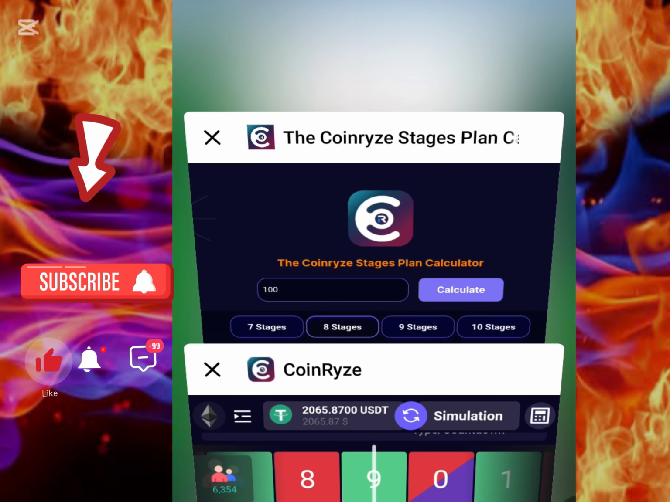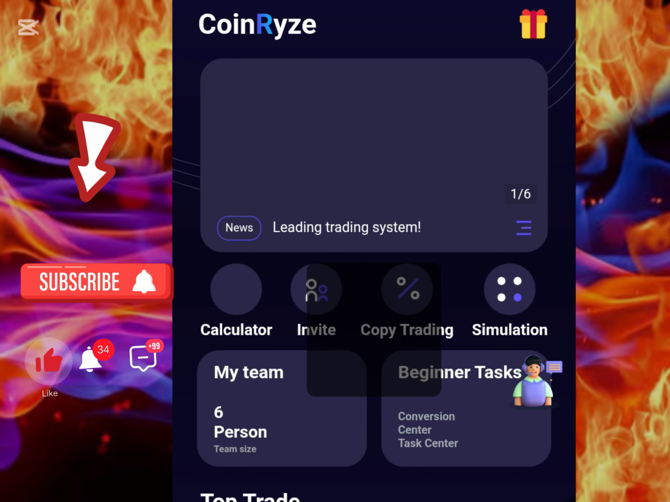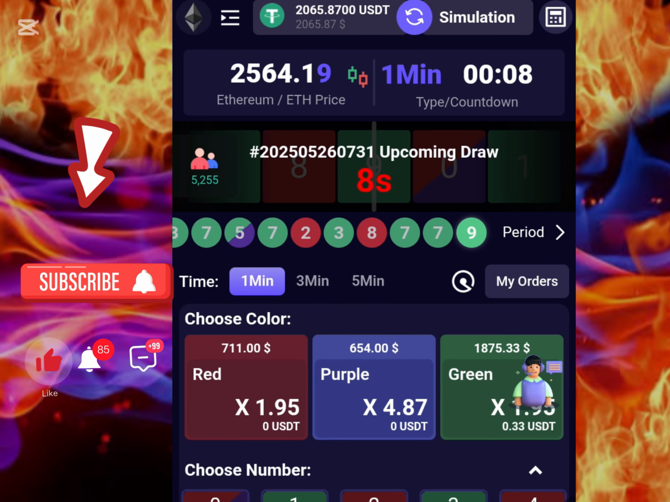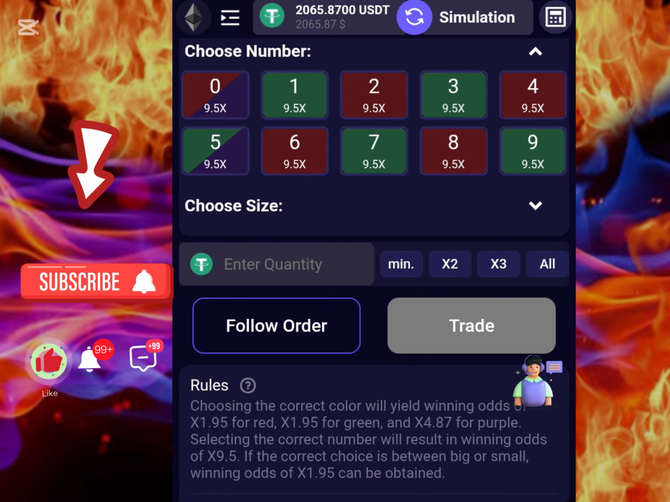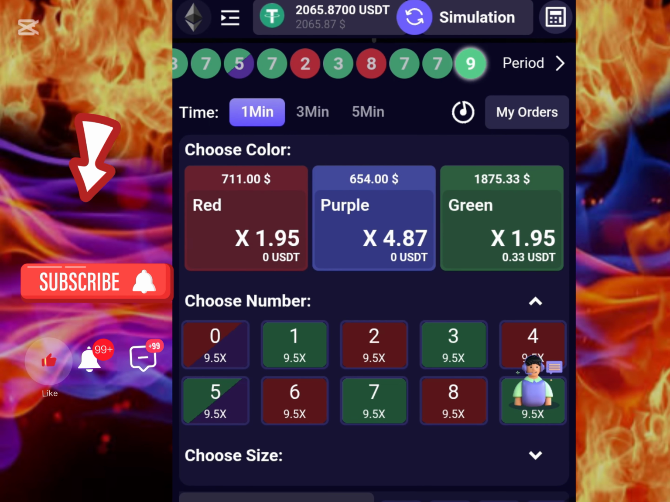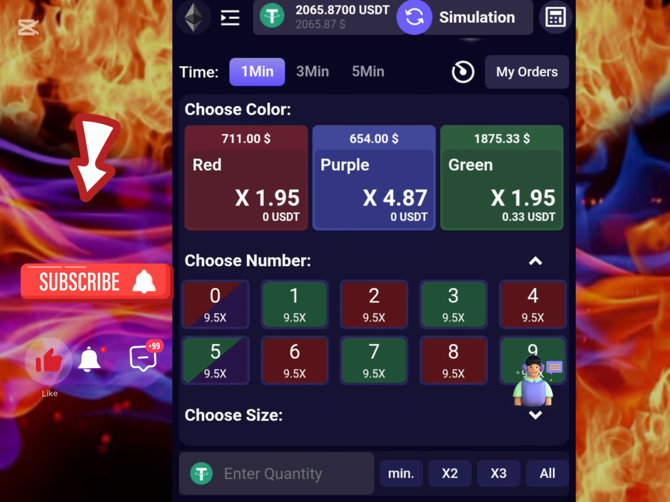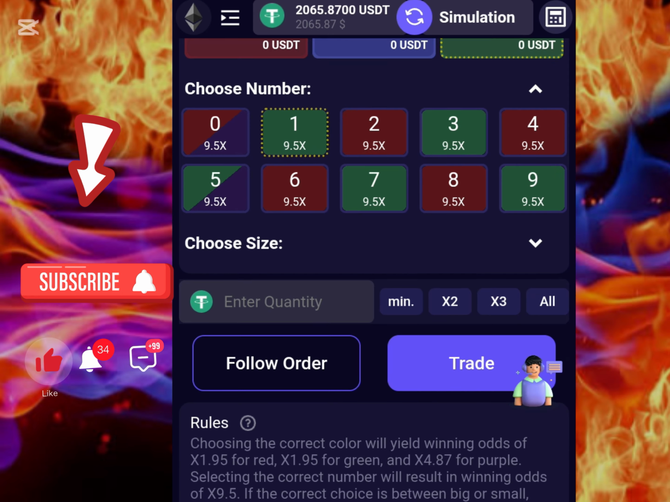Now I go back here again. What you just need to take note of is that you choose the color type. I click on this, choose the color type, then you choose the number just in case there is a multiplier, and then you trade. So this is it. We have red, purple, and green. Please pay attention: red, purple, and green, and then I enter the quantity.